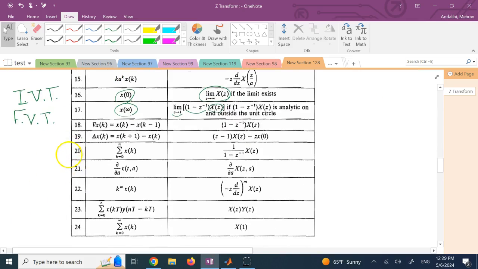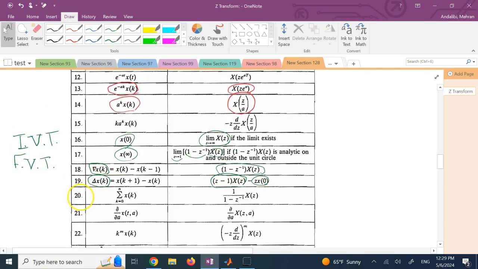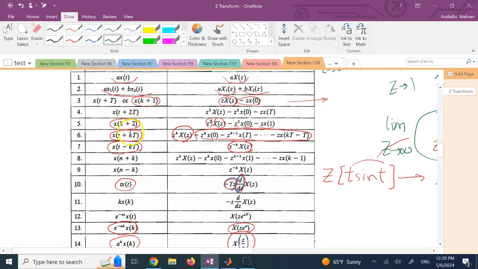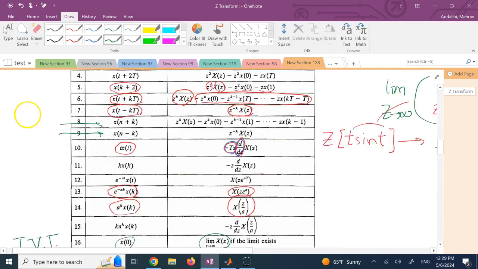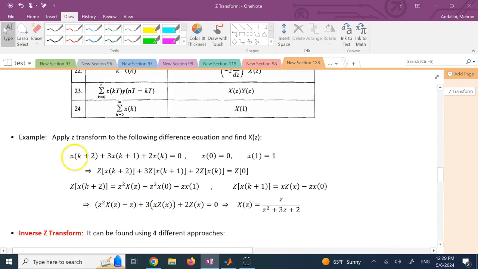And there are other things too. For instance, the backward difference of a signal is 1 minus z inverse times X(z), the z transform of that, and the forward difference of a signal is z minus 1 times X(z) minus z times x at 0. And these two clearly come from these previous properties, and because it's a linear operator.